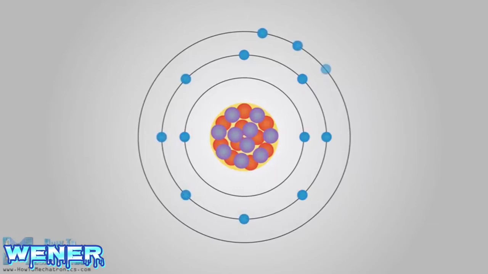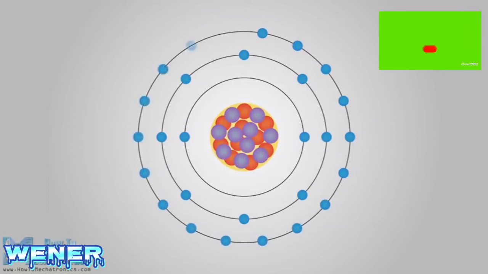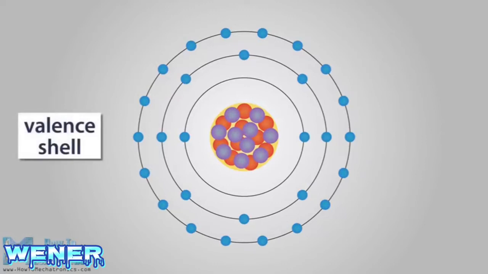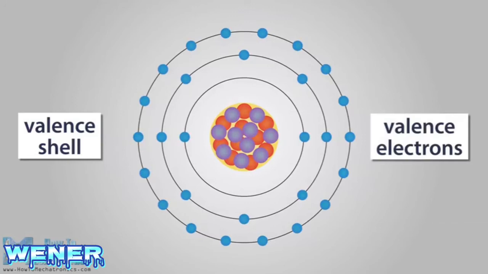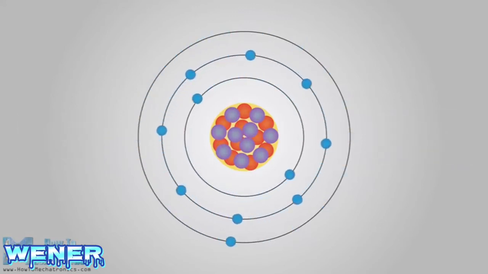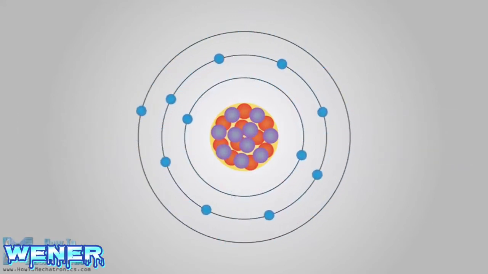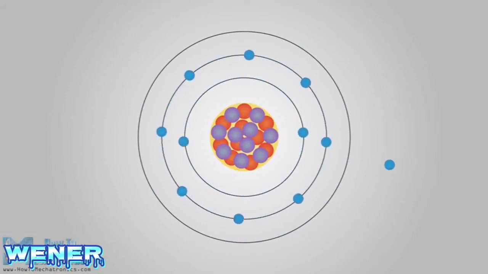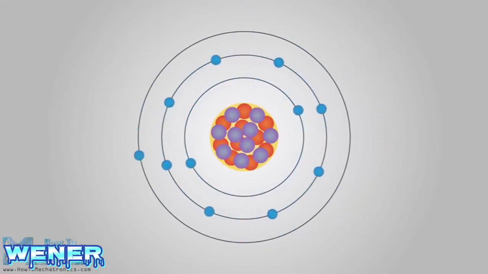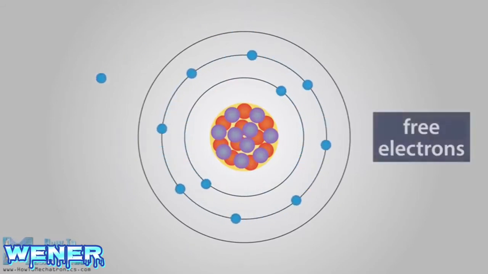The number of electrons in the last, outer shell determines the reactivity of the atom, or its tendency to form chemical bonds with other atoms. When that shell is full, the atom is stable and least reactive. The outer shell is known as the valence shell, and the electrons found in it are called valence electrons. Some materials have loosely bound electrons in this shell, which allows them to flow from one atom to another. These moving electrons are called free electrons.